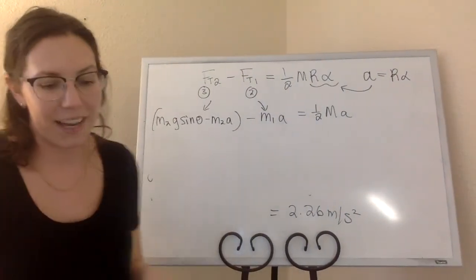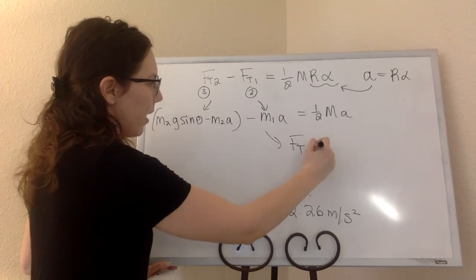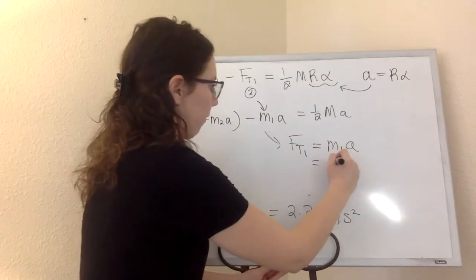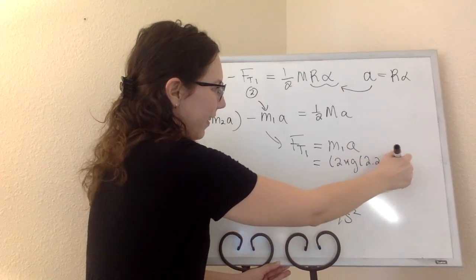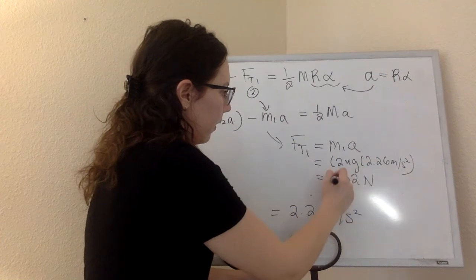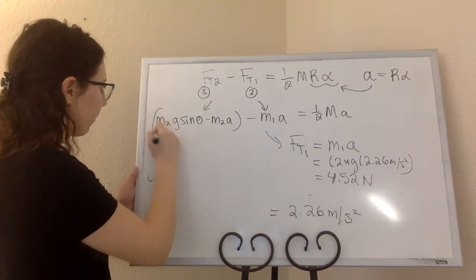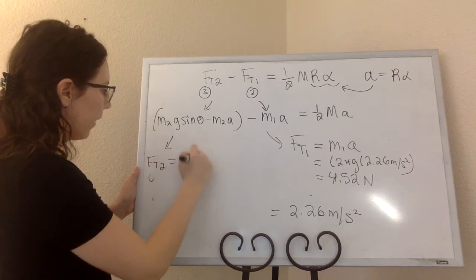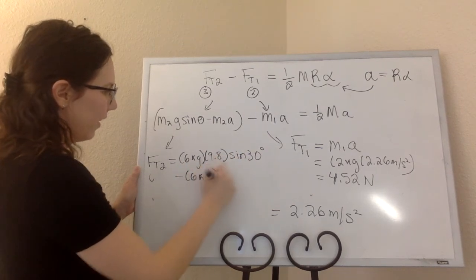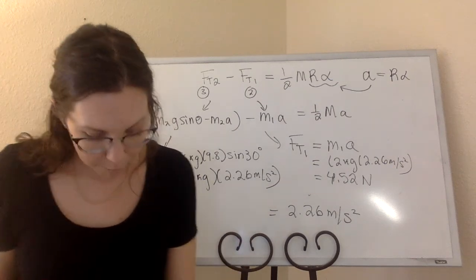tensions. We're asked for the tension on either side of the string. So we have m1a here. We can just do it here since we have the expressions. Ft1 is going to be m1a, and mass 1 was 2 kilograms times 2.26. That gives me 4.52 newtons. And then I can plug back into my expression for Ft2, this one here. So Ft2 is going to be 6 kilograms times 9.8 sine 30 minus 6 kilograms times 2.26. And then we should find the tension on that side of the string to be 15.8 newtons.